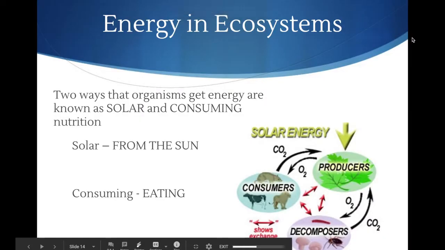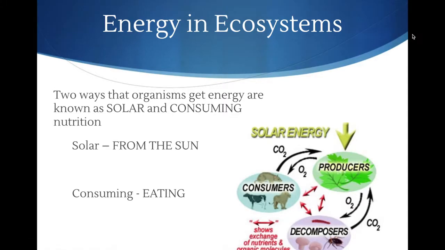There are 2 ways that organisms get energy. One is from solar energy, and the other one is from consuming nutrition. So solar energy obviously comes from the sun. There are only certain types of organisms that can use solar energy, and you and I are not one of them. The other way of getting energy is to consume food. That's what we do. That's what most organisms do. The only organisms that are able to get energy from the sun are organisms that are plants, that have chloroplasts, that do photosynthesis. Okay? So if you see here, solar energy comes into our producers.